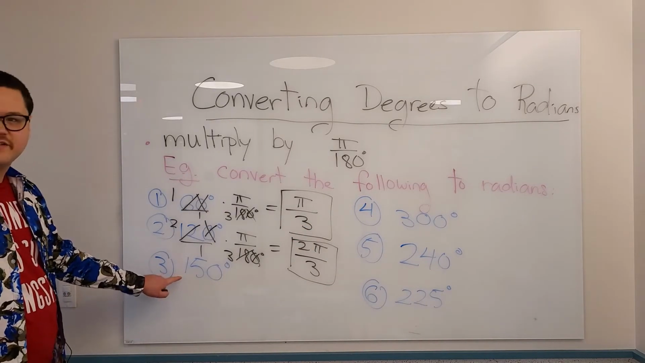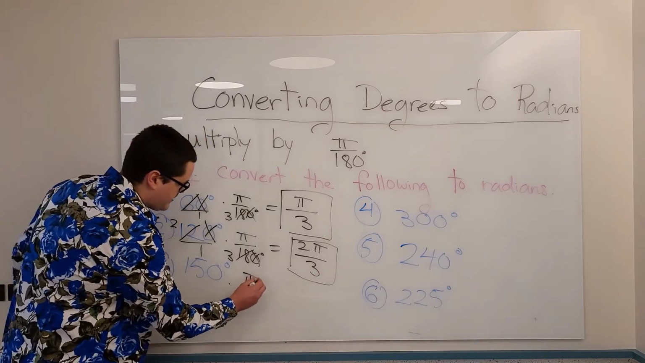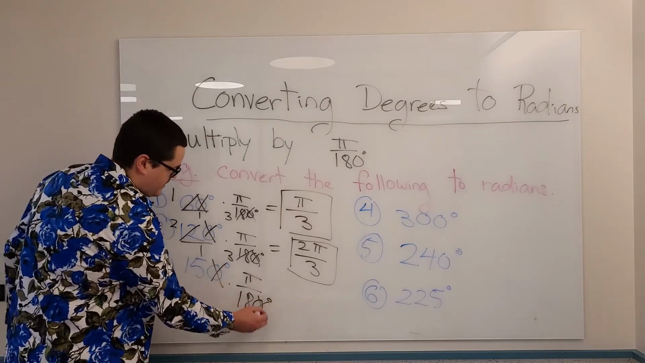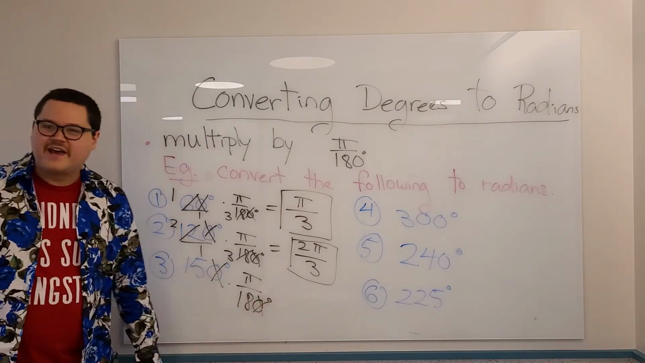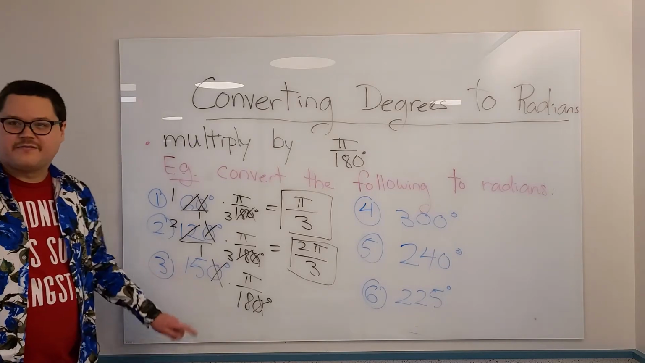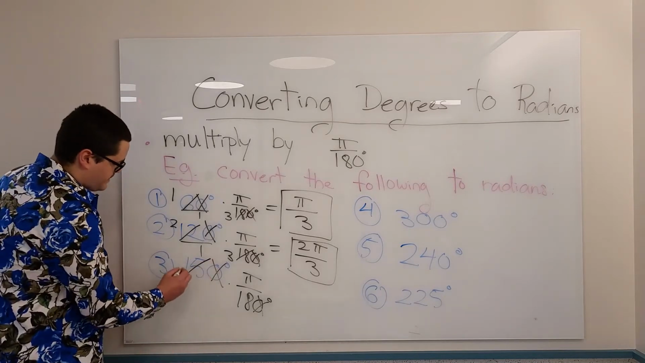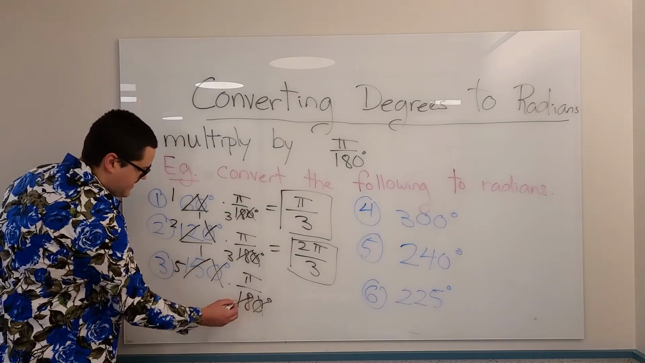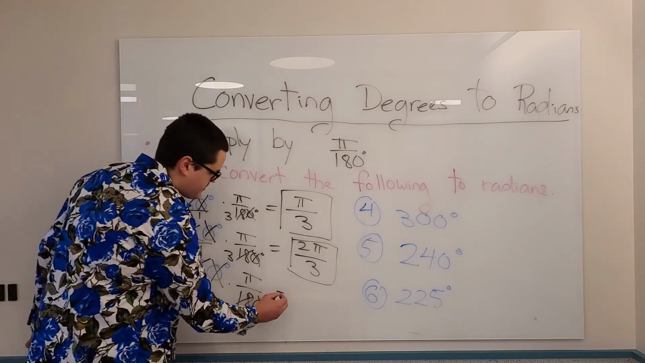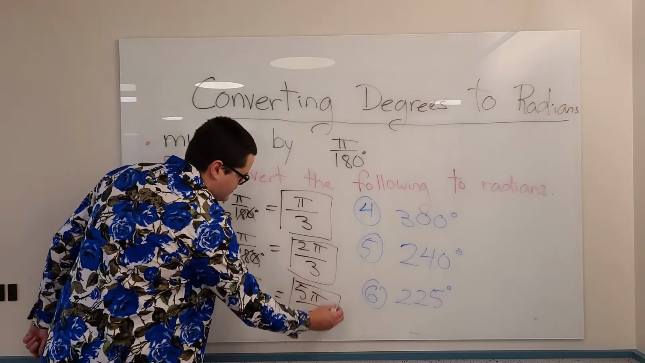Okay, 150 degrees, same deal, pi over 180. Zeros cancel. Anything that goes into 15 or 18? Maybe our favorite magic number, 3. So 3 goes in upstairs 5 times, goes into 18 6 times. So we end up with 5 times pi over 6. 5 pi over 6 radians.